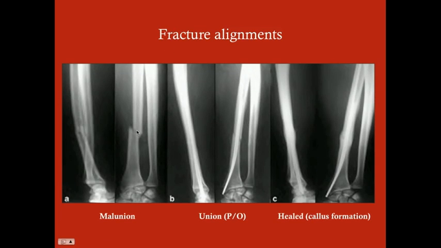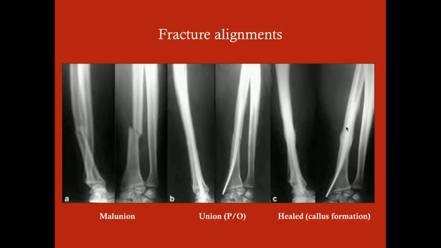So here's malunion, and that makes sense because these bones are out of alignment. Here's union. As we see here, this bone has been fixed into place and we no longer have a fracture. And then this is a healed bone. I would say this probably was in union when it healed, but what we see here is this callus.